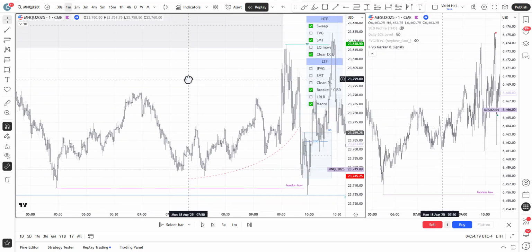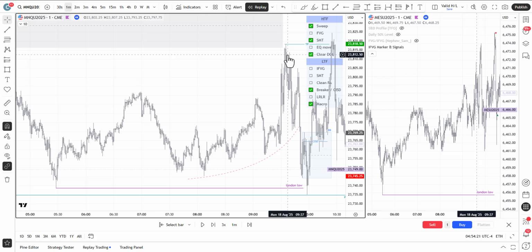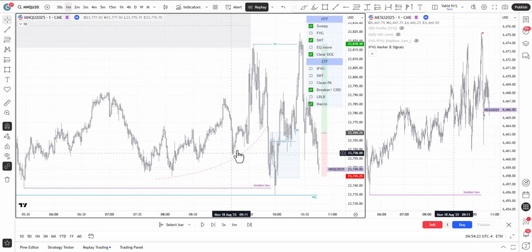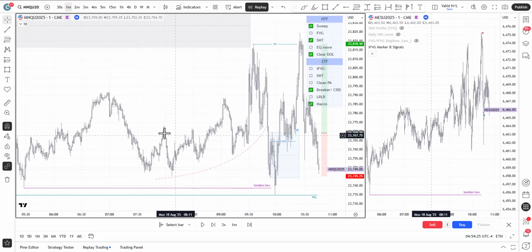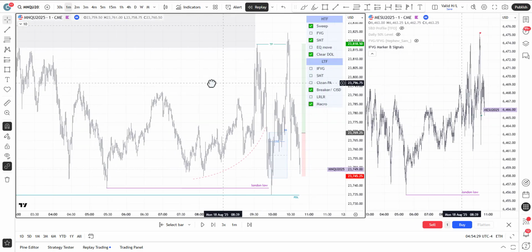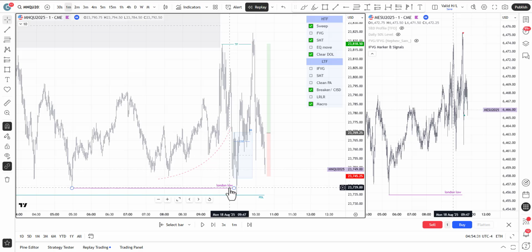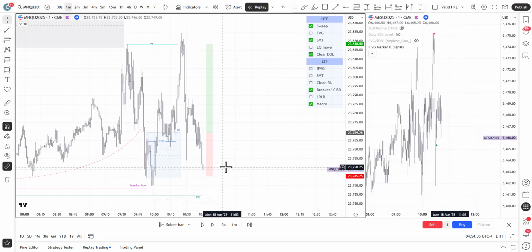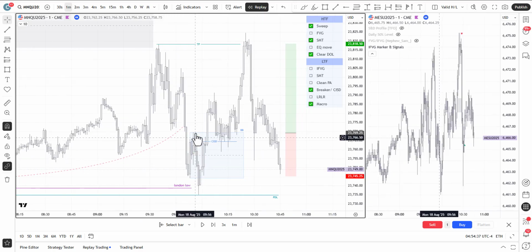And what you can see here is that getting closer to US Open, there was a lot of generated liquidity moving to the upside. It went into the hourly level, dropped all the way down, took out London low. It just did not take out previous day low. Then it printed a breaker. There was not really a gap to trade off. Maybe this one, but this was too tiny.